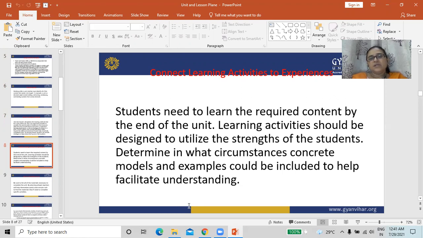Connect learning activities or experience. This is the next component of the unit plan we discuss deeply in our lecture. Students need to learn the required content by the end of the unit. Learning activities should be designed to utilize the strengths of the students.